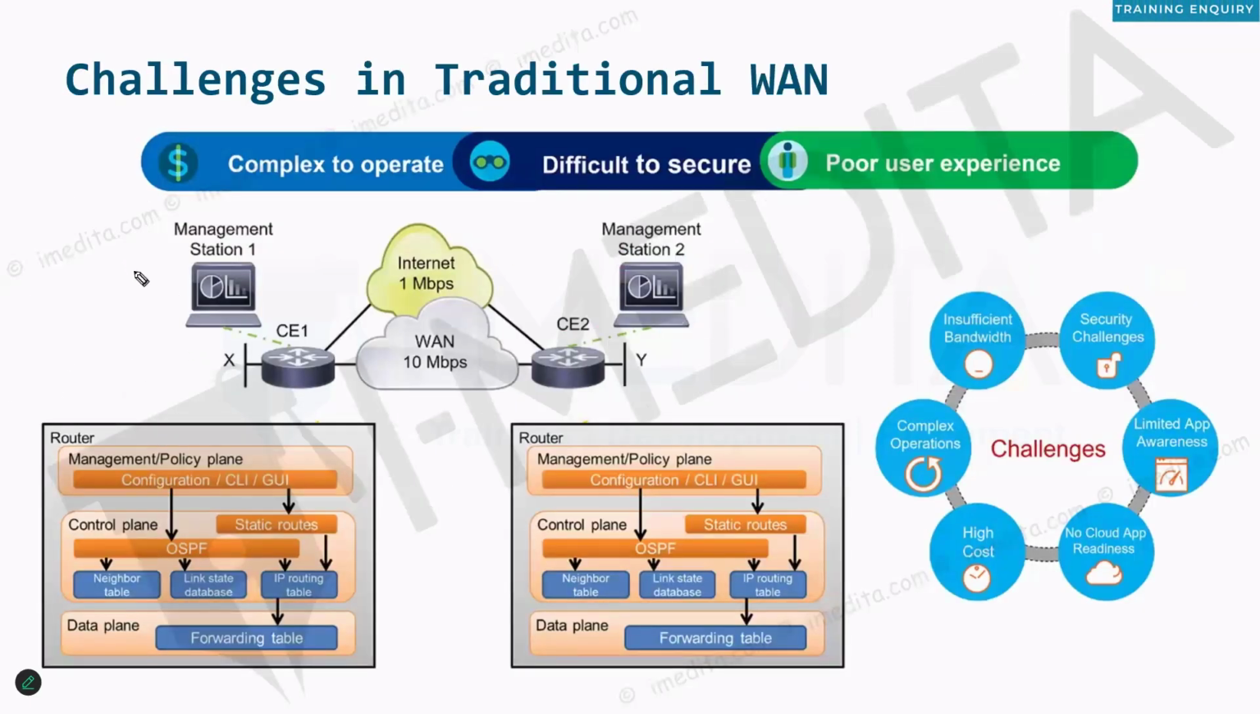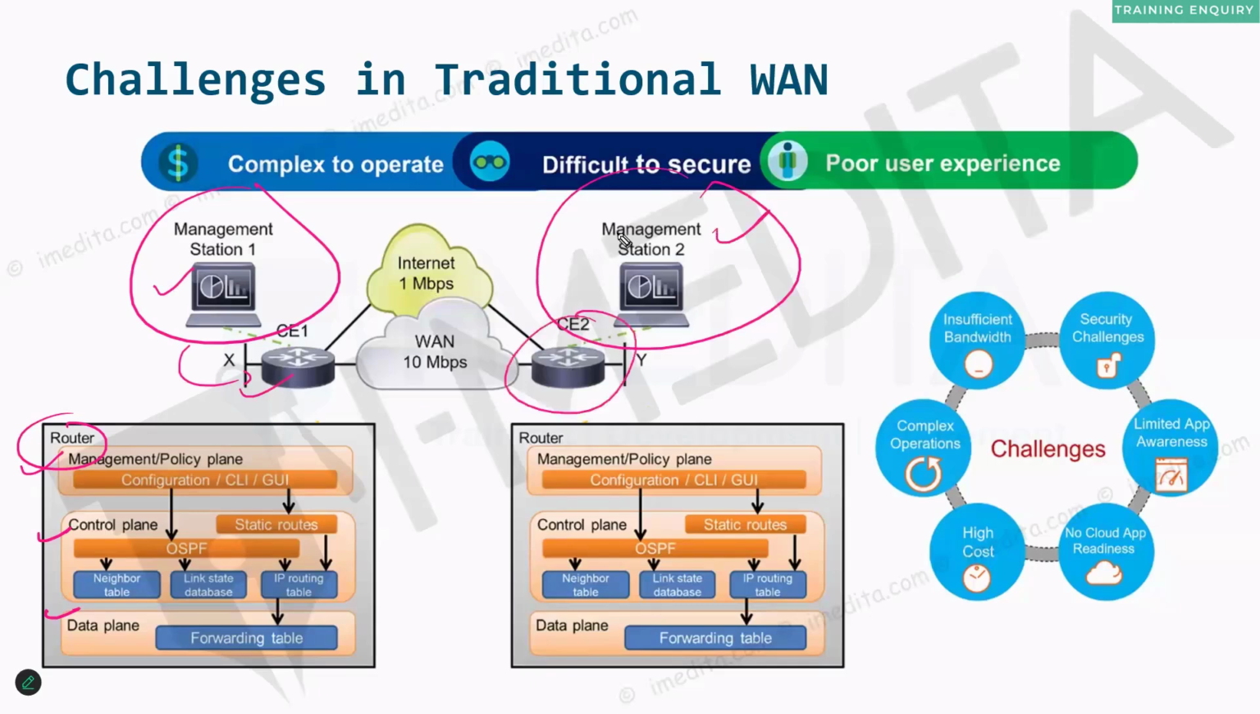So basically, in the traditional network architecture, every device has its own set of control plane, data plane, and management plane. Since every device has its own management plane, if we want to manage the device, you will need to take access of this device, do the configuration, then take access of that device, and do the configuration. You will need to do those things one by one.